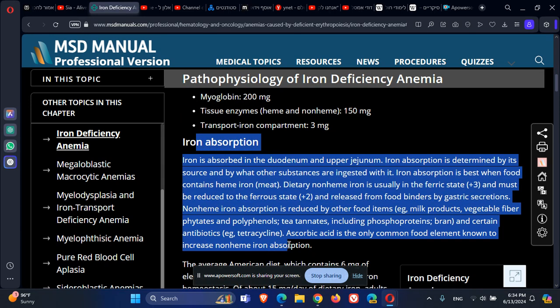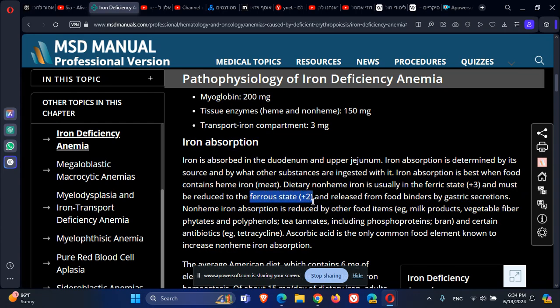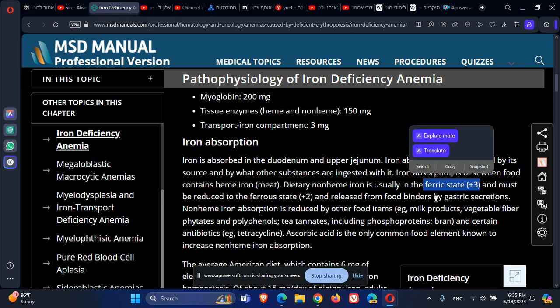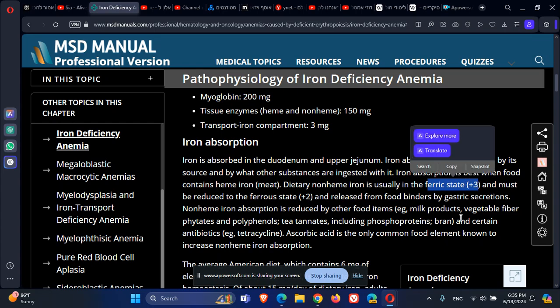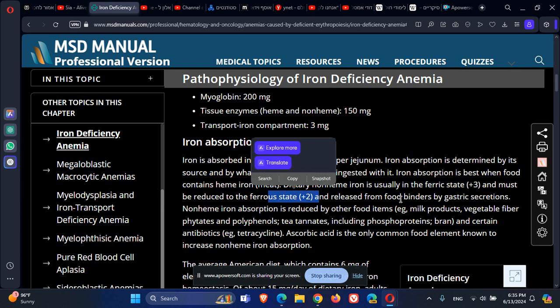Now, in iron absorption, it mainly discusses the difference between the ferrous state and the ferric state. The ferrous state comes from meat, from hemoglobin, heme iron. The ferric state comes from a vegetarian diet and is called non-heme iron. Non-heme iron is the ferric state, which is less absorbable compared to the ferrous state from meat, which is absorbed much better.